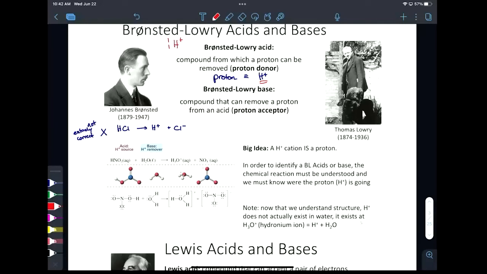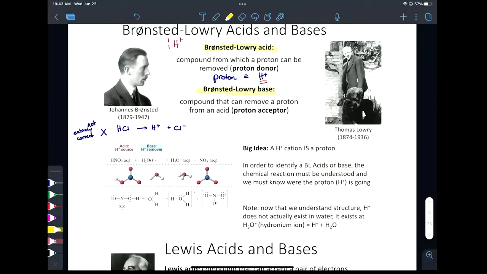This definition is more sophisticated because we actually need to know a little bit about the structure and the chemical formula involved in this chemical reaction to see where protons are moving during a chemical process. So here, Bronsted-Lowry acids, you just have to memorize this, is a compound where a proton can be removed. Again, proton just means H+. So a substance that can remove a proton or donate a proton is an acid. A substance that can accept a proton is a base.